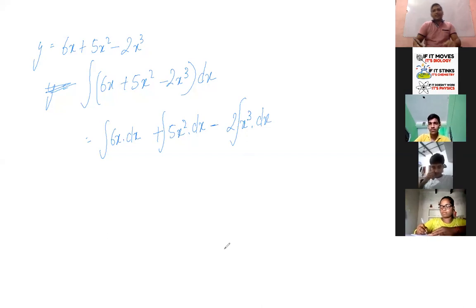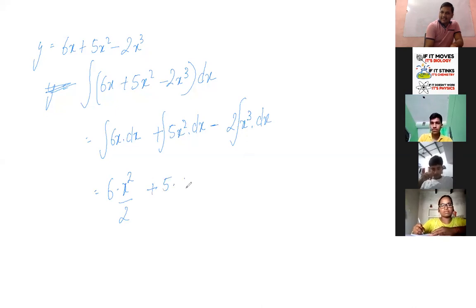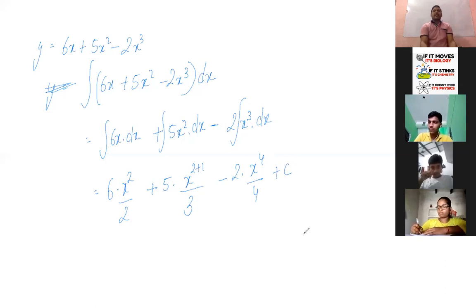Now what else you can do? You can just integrate it. The 6 will be a constant: 6 times x to the power 2 upon 2, plus 5 x cubed upon 3, minus 2 times x to the power 4 upon 4, and there will be only one constant, plus c, in all.